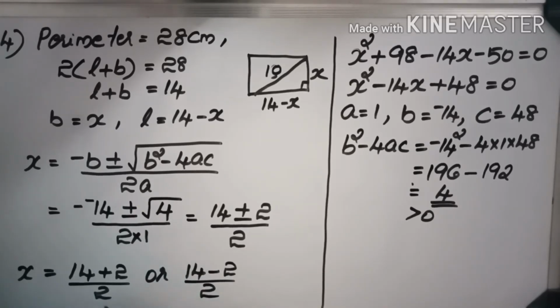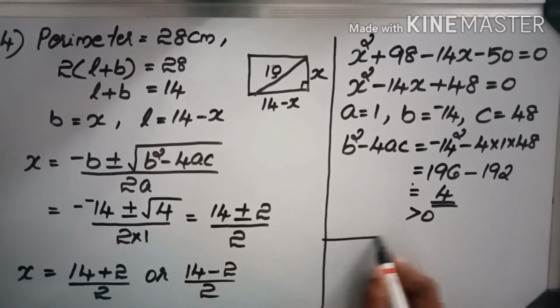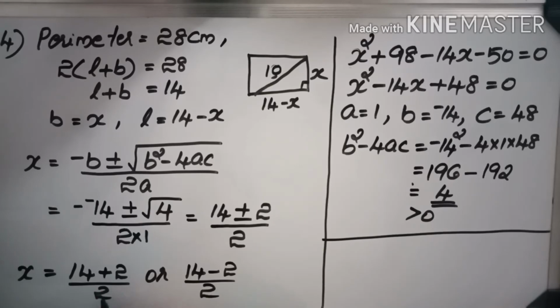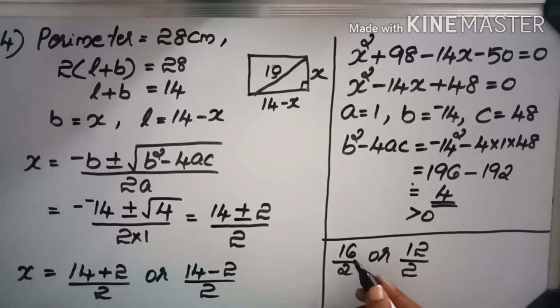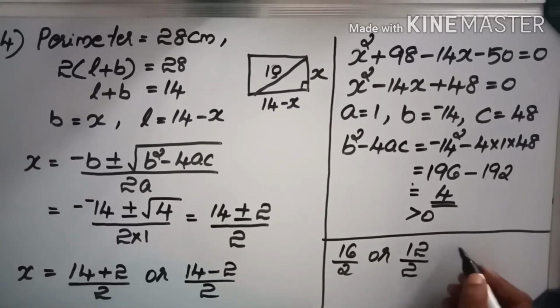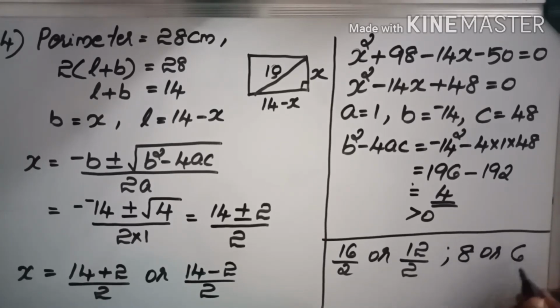So what will be the answer? 14 plus 2 is 16. So 16 by 2. No space here, so I am going to do it here. So 14 plus 2 by 2, that is 16 by 2, or 14 minus 2 by 2, that is 12 by 2. 16 by 2 answer is 8, or 12 by 2 answer is 6. So 8 or 6, this is the x value. x is 8 or 6.